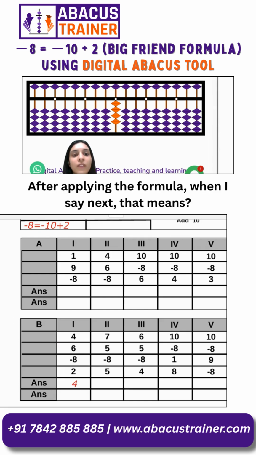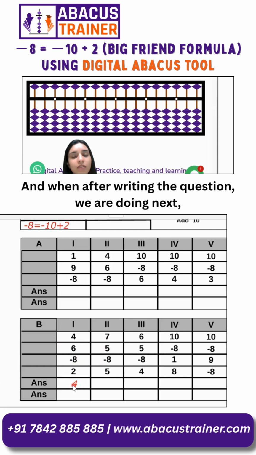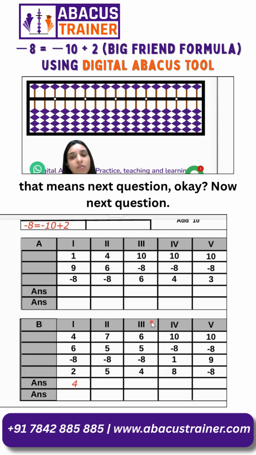After applying the formula, when I say next, that means I am moving to the other number in the question, okay? And when after writing the question we are doing next, that means next question, okay?